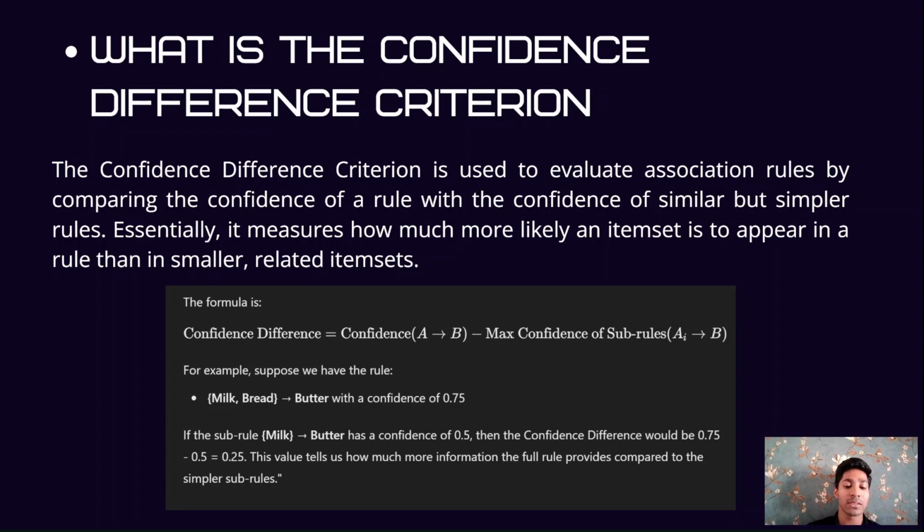For example, suppose we have the rule milk and bread, butter with a confidence of 0.7. If the subrule milk, butter has a confidence of 0.5, then the confidence difference would be 0.7 minus 0.5, which is 0.2. This value tells us how much more information the rule provides compared to the simpler subrules.